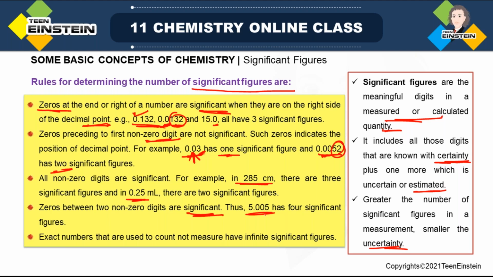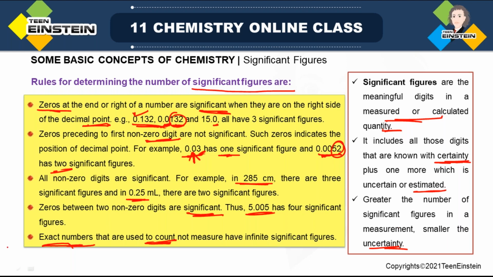And finally, one more point: if there is any exact number, suppose there is no decimal. Sometimes we are counting anything, and to count we use exact numbers. These exact numbers are used to count, not measure. Try to understand the difference. We are using these numbers to count; our purpose is not to measure. Then it will always have infinite significant figures.